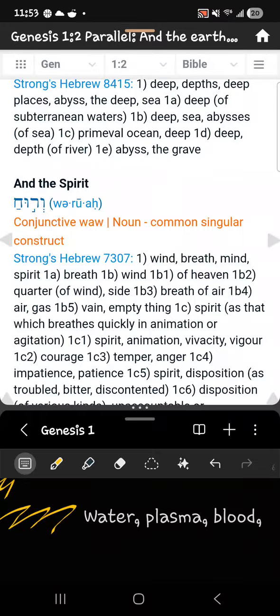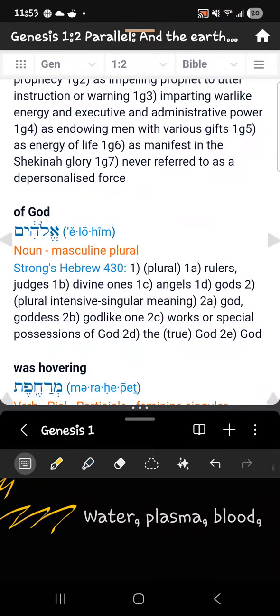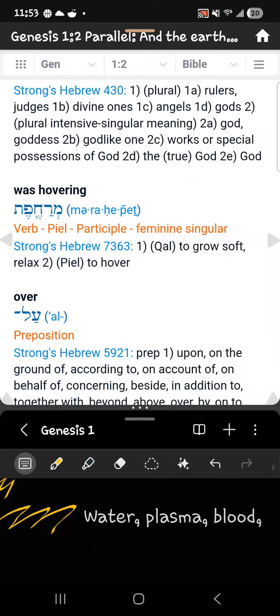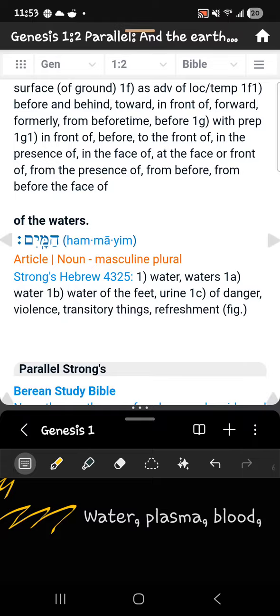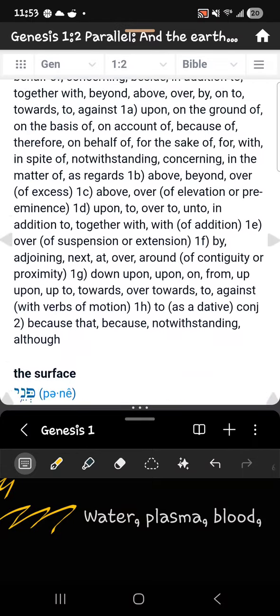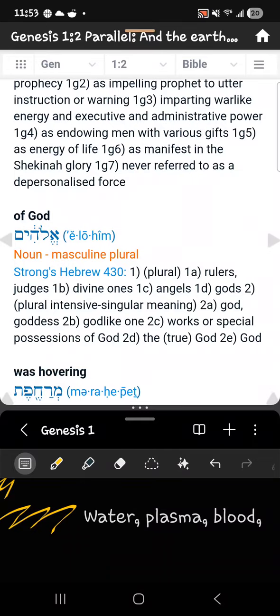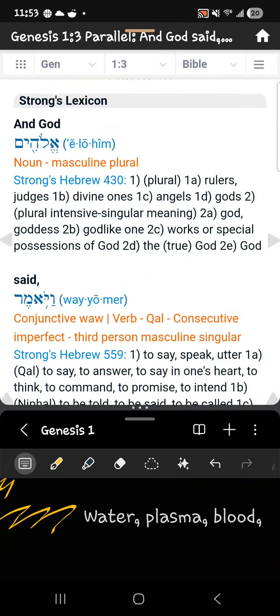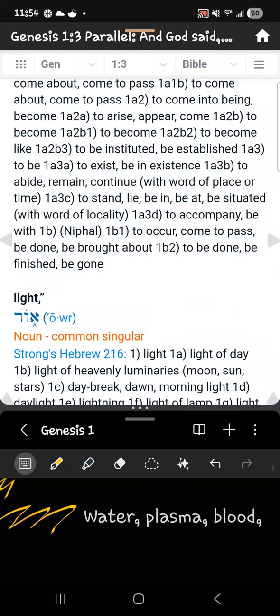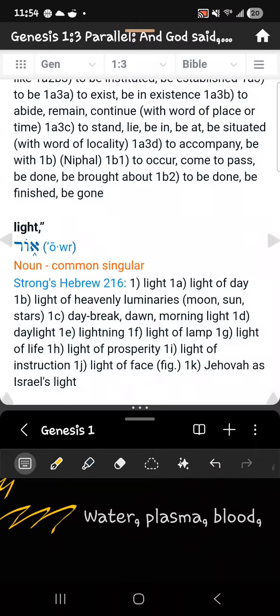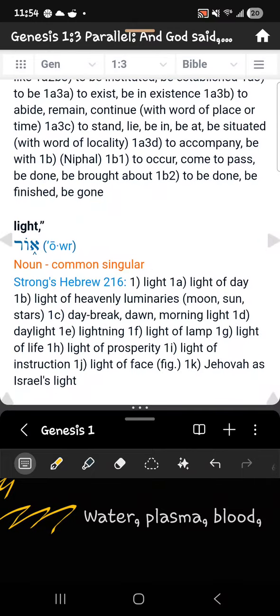But the spirit was hovering over, right? Allah Hayam was hovering over the face of the waters. Let's see what happens next. Allah Hayam said, Yahai Awar, let there be light. Yahai Awar. Awar.